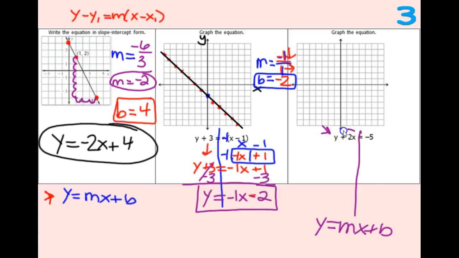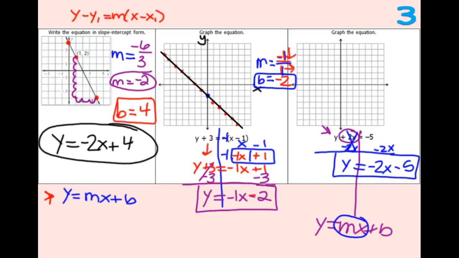So all we have to do is move this 2x to the other side. Right now it's a positive, so I'm going to subtract 2x. 2 minus 2 eliminates, goes away. So we have y equals, can't combine them because one has an x and one doesn't, but we want our x term first, so negative 2x and then minus 5. So there's our equation.